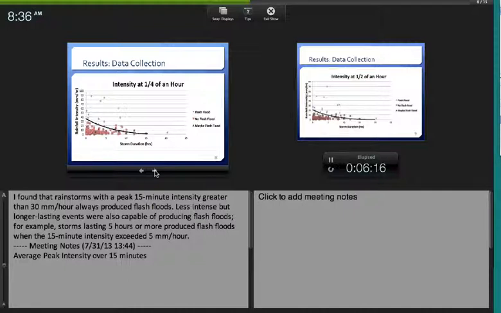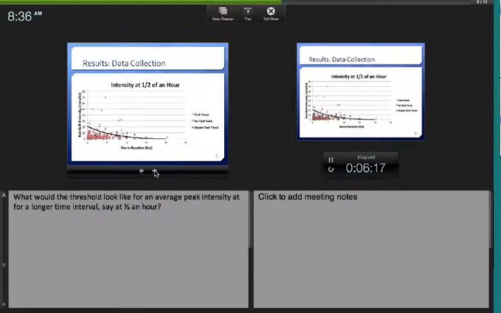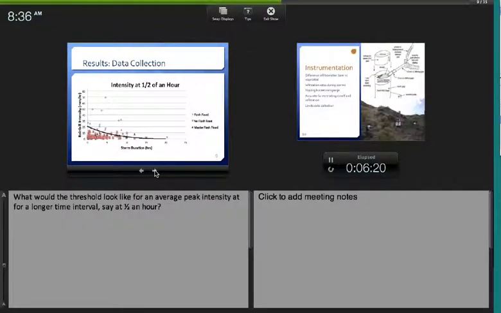The same thing can be said for half an hour. So at 30 minutes, the highest intensity recorded for the 30-minute time interval shows 20 millimeters instead of 30 because it's a longer time interval, and has to occur also for a long duration to produce a flash flood.